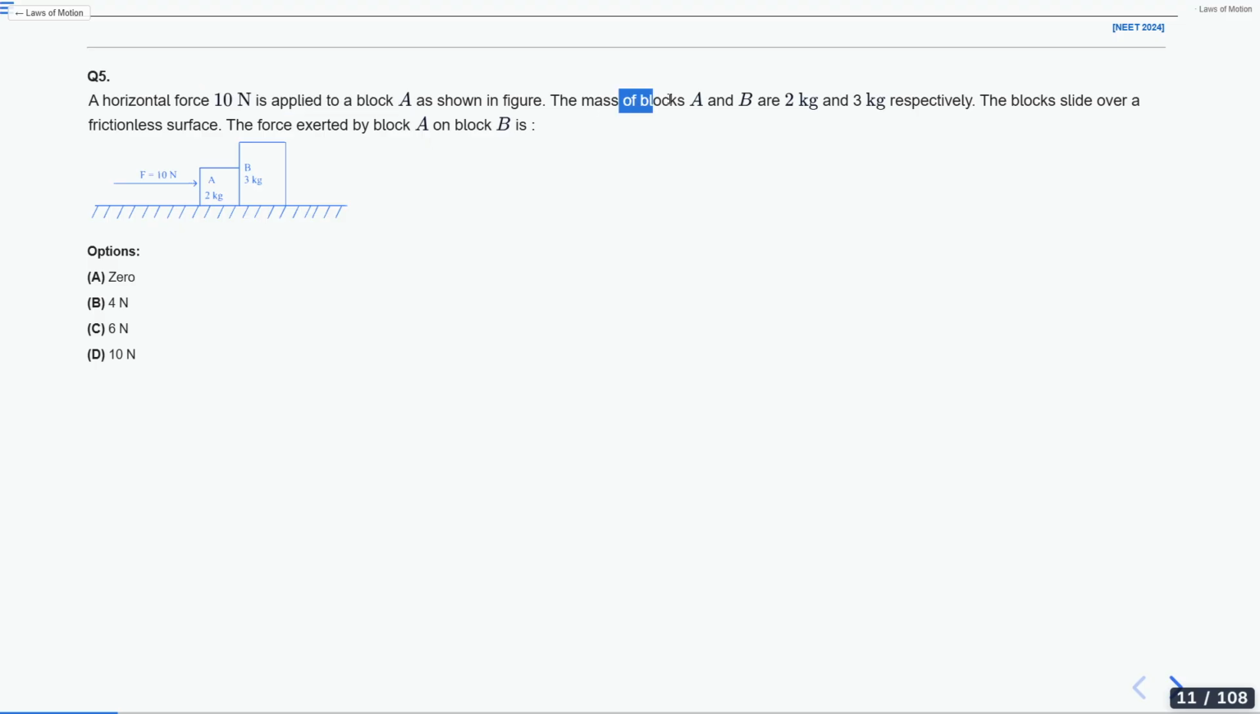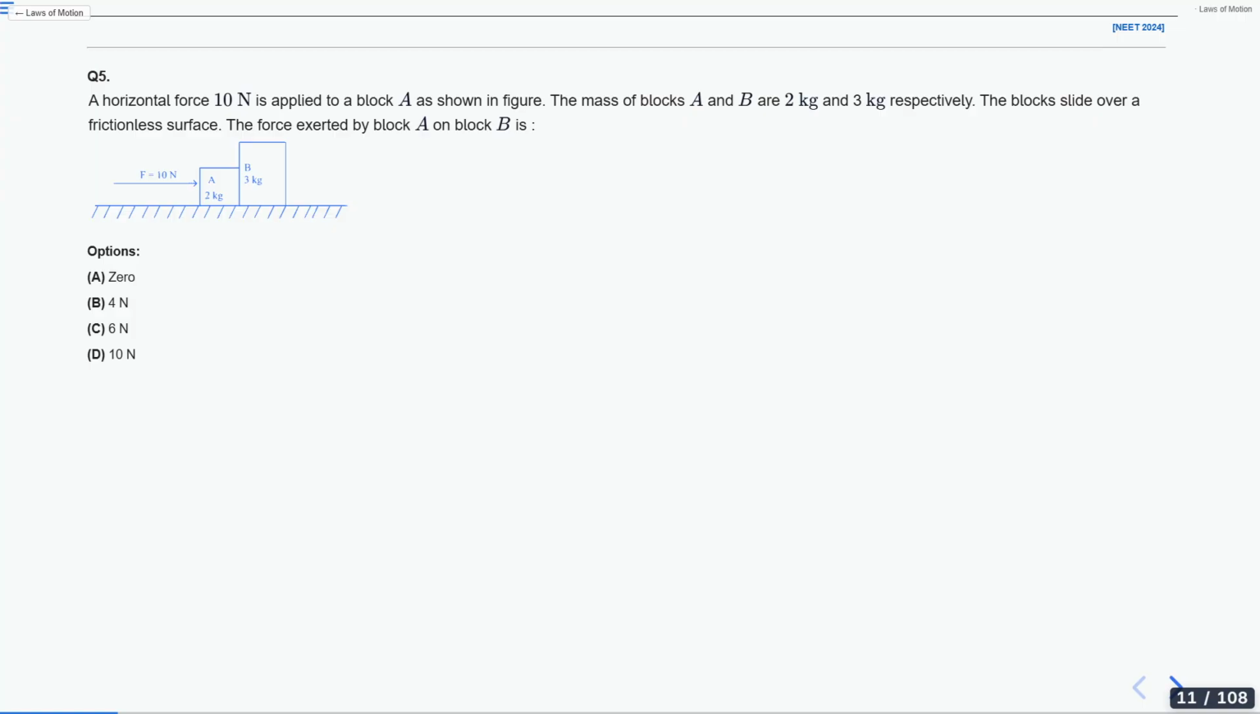The masses of the blocks are given. A has a mass of 2 kg and B has a mass of 3 kg. The block slides over a frictionless surface. This surface is frictionless, so you don't need to care about the friction as well. The force exerted by block A on block B will be? What will be the force exerted by block A on block B? Actually, you want to find the normal reaction between block A and block B. Do it fast, please, everyone.